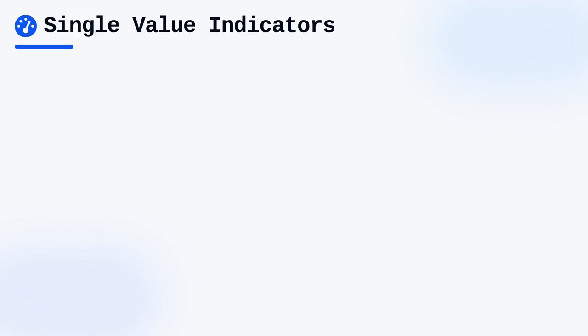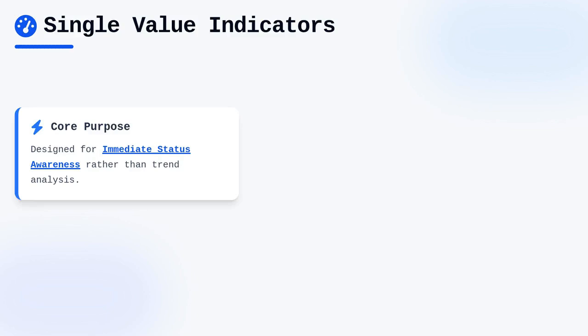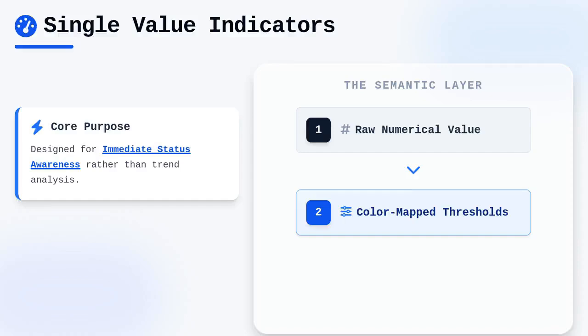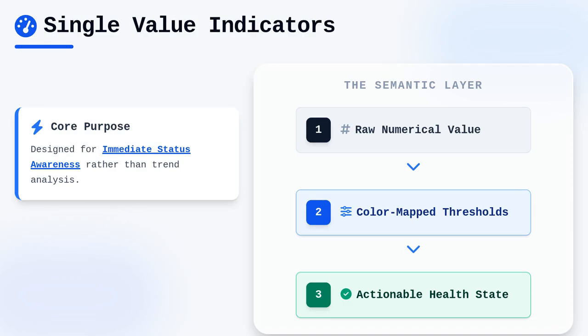Single value indicators serve a completely different purpose as they are designed to provide immediate status awareness rather than trend analysis. These components are most effective when coupled with color-mapped threshold rules that translate numerical values into actionable health states like warning or critical. By configuring these thresholds, you allow the observer to bypass the need to evaluate if a number is high or low, because the color shift provides that semantic layer automatically.